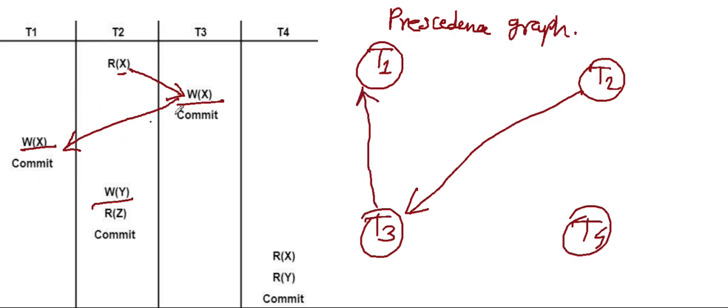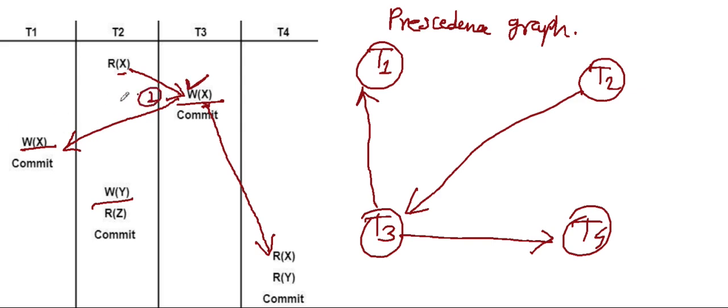Then on X, any other operation? Yes, this read X. So this write of X occurs before this read of X, so T3 to T4. Done for this write.